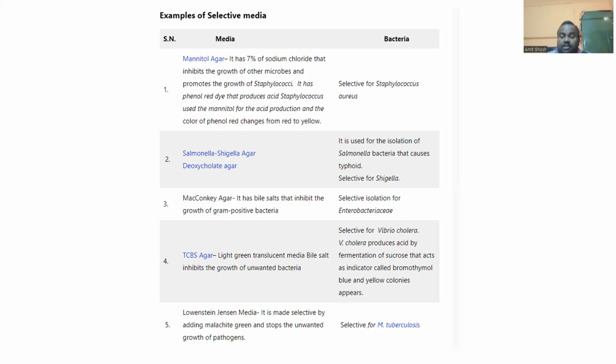So there are bacterial names like Staphylococcus aureus, Salmonella, Shigella, Vibrio cholerae, and tuberculosis. As we all know, these bacteria are important for causing different diseases. So how will they grow? We need to use selective media. Why will you choose selective media? Because we need their growth, but not the growth of unwanted other organisms.